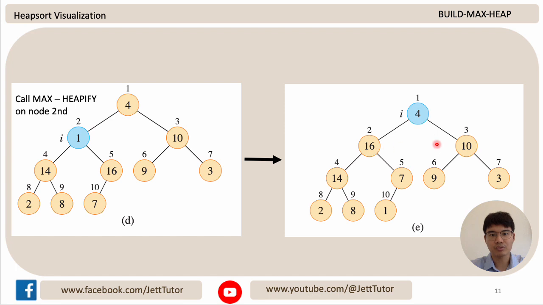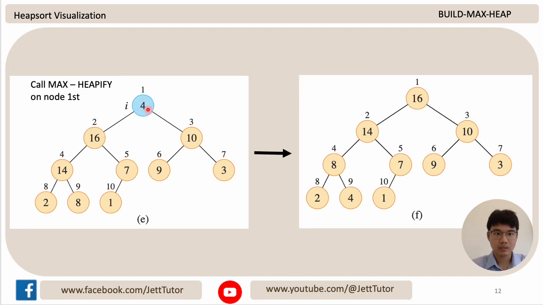Then we move on to node 1. As well, node 1 has value 4 and the left and right children have values greater than node 1. Then we have to alter it by calling max heapify. Then we got the final result of the well-defined heap, or a binary tree.